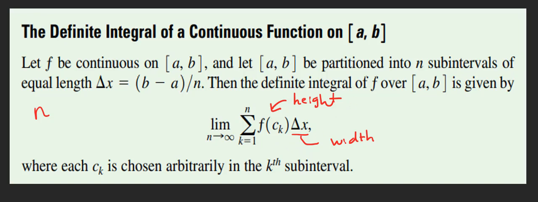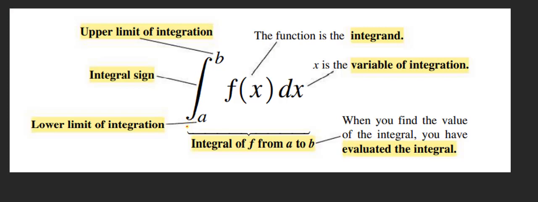And another way to represent this is using the integral sign. And this is what I mean. This is a sign of integral, and we call it the integral sign from a to b. A is called the lower limit of integration, and you know where a, b comes from. And b is the upper limit of integration. F of x is called the integrand, and that represents the height of the rectangle. And d of x is the variable of integration, which represents the width of a rectangle. And we call this whole thing integral of f from a to b. And when you find the value of the integral, you have evaluated the integral. So when they ask you to evaluate the integral, you've got to find the answer to the integral of f from a to b. And we'll look at more examples later on.